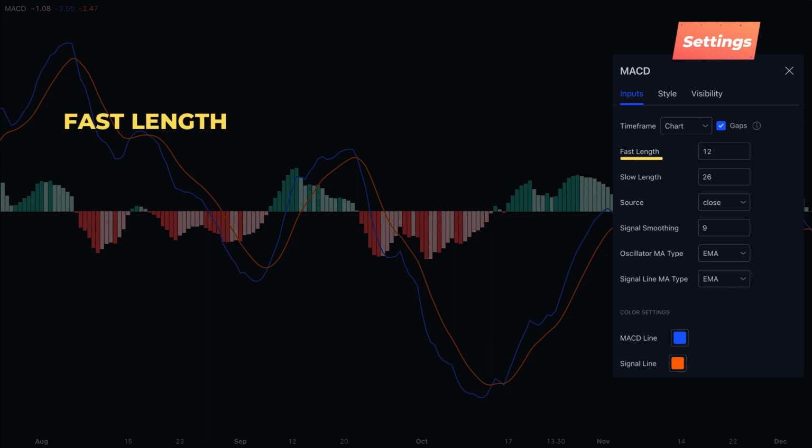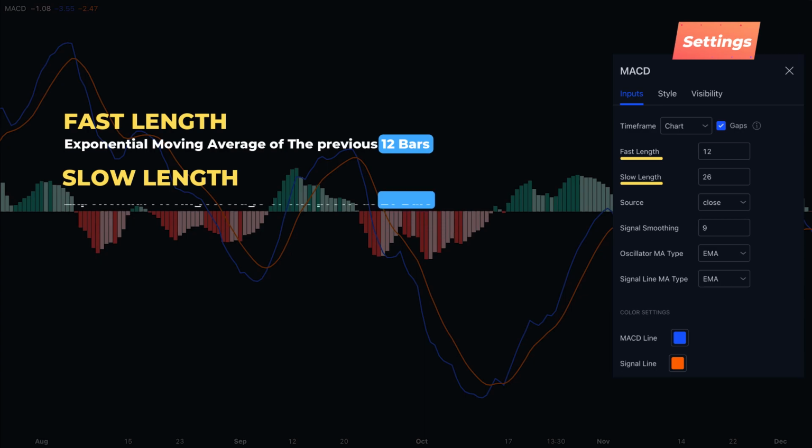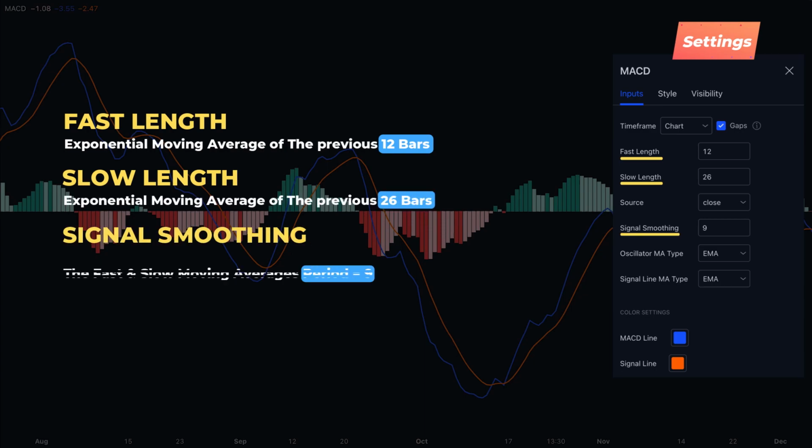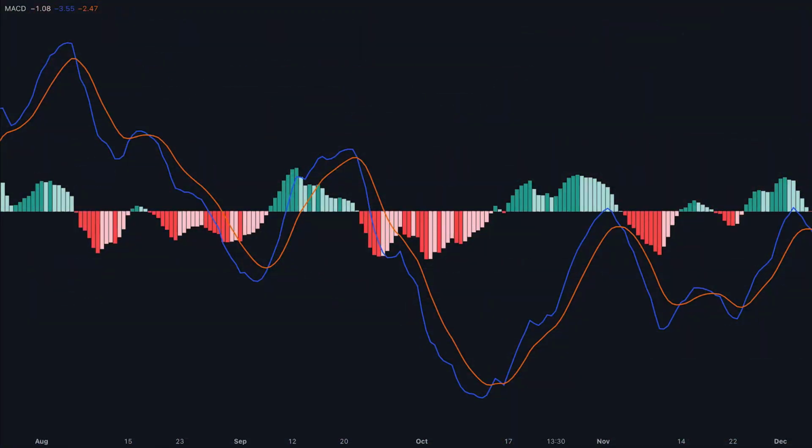The fast length represents the exponential moving average of the last 12 bars. The slow length, on the other hand, represents the exponential moving average of the last 26 bars. The signal smoothing parameter represents the exponential moving average of the difference between the fast and slow moving averages. Now, let's get back to the chart.